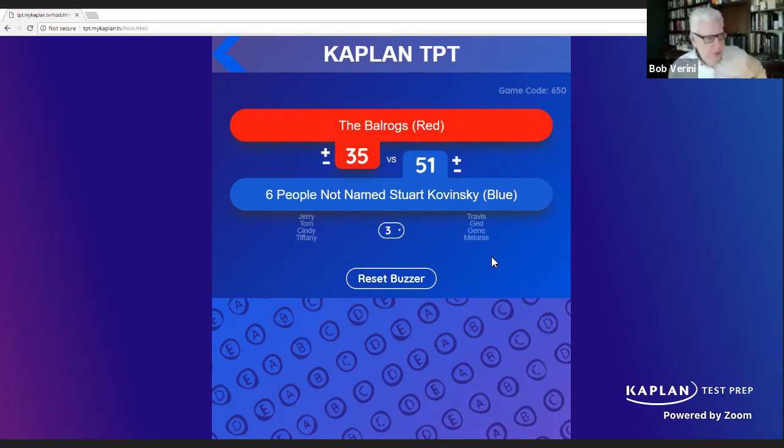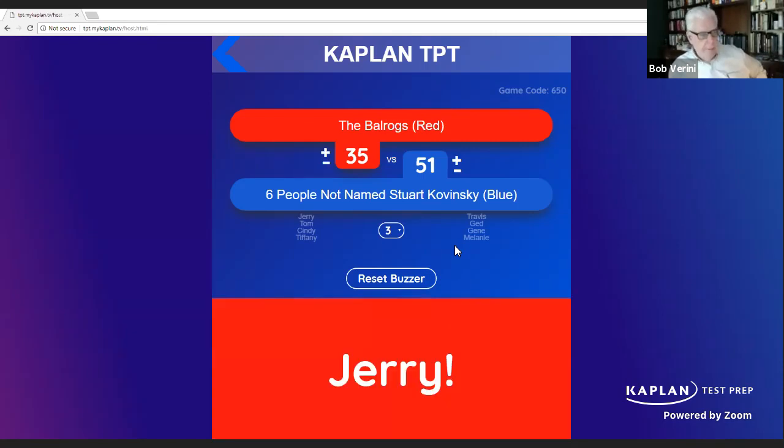For 3 points. This measuring instrument bears the same name as the automotive parts that apply pressure to disc brakes. This measuring instrument, Jerry?